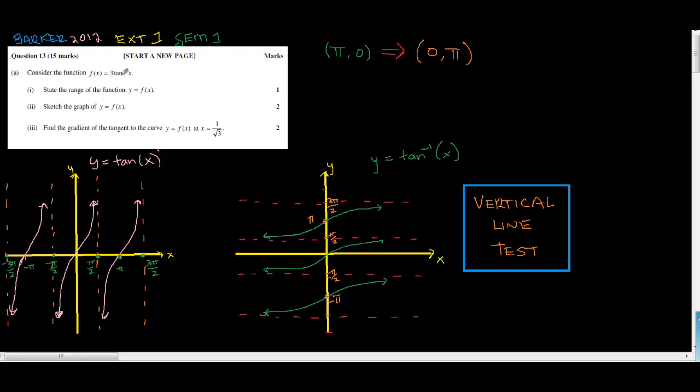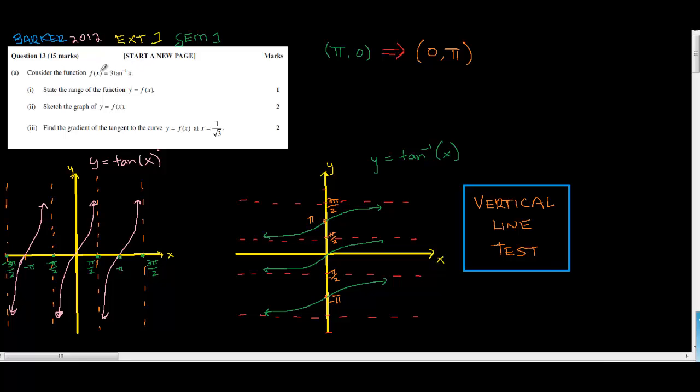How you doing, guys? We're doing the BARKER past paper that we've been doing. It's an Extension 1 Semester 1 paper from 2012. And this one is to do with the inverse tangent function. And of all the inverse functions, inverse tan gets picked on the most.